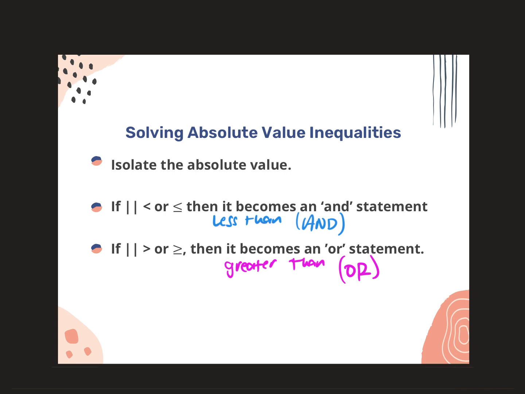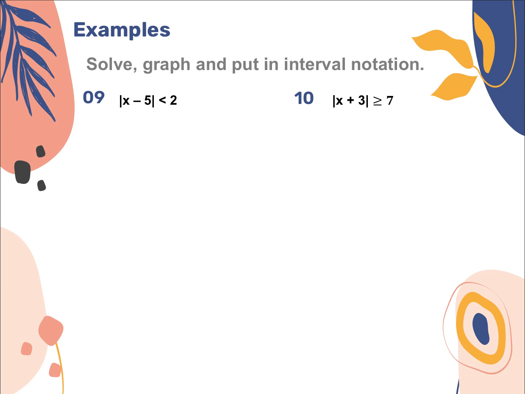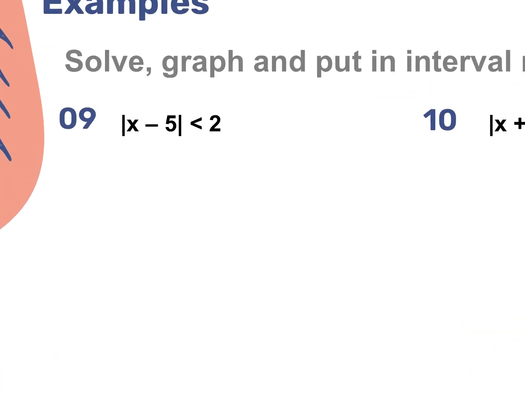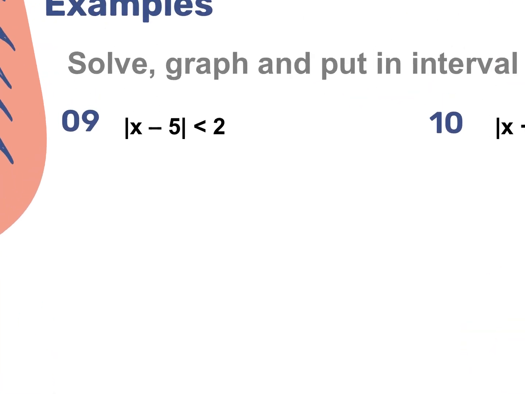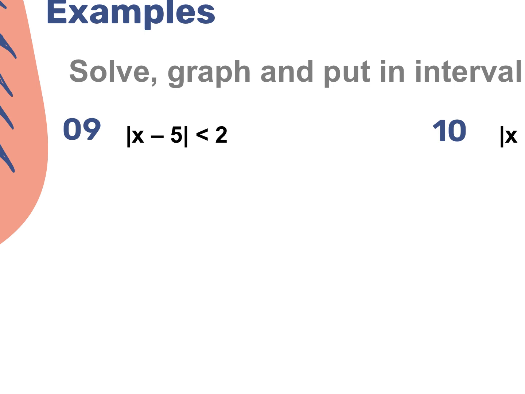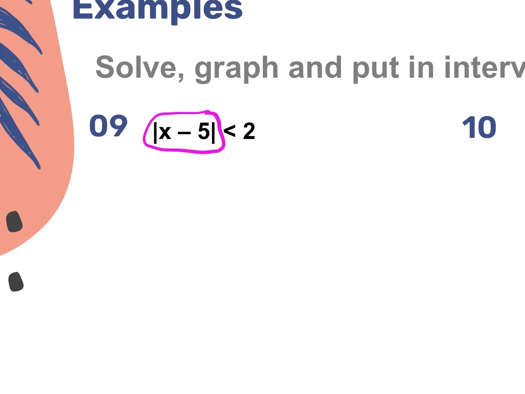So we're going to solve the exact same way we did yesterday. I may not get through all of these, which is fine. So look at number 9. I have absolute value of x minus 5 is greater than 2. I'm going to go ahead and circle this. Is there anything being added, subtracted, multiplied, anything to that? No. Okay, so it's isolated. So we're going to do what we did yesterday. I'm going to rewrite this 2 times.